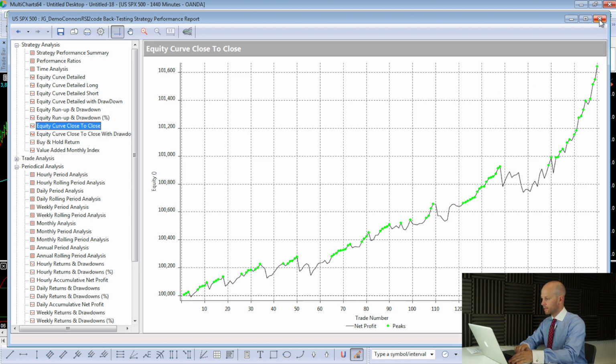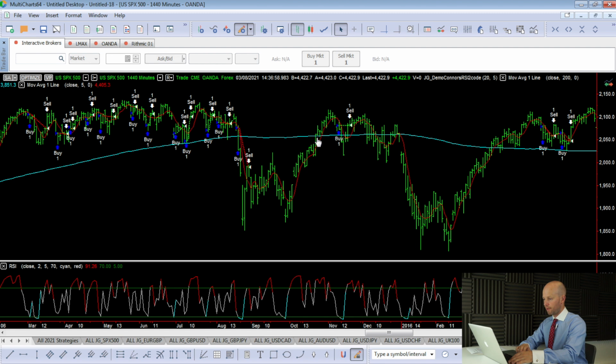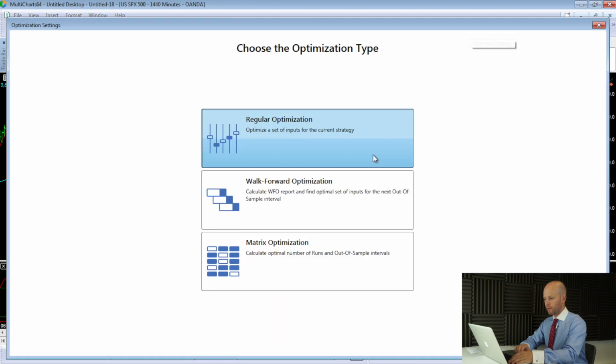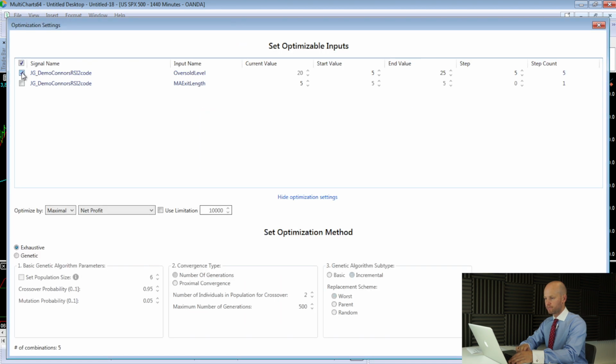So the next thing that we can optimize is this 5 period moving average for the exit. That might not be the best one. So let's have a look at optimizing that now. We'll leave the oversold level as 20 and we'll optimize this moving average. And we'll go from 5 to, let's say, let's go to 50 in steps of 5. So now we've got 10 results.